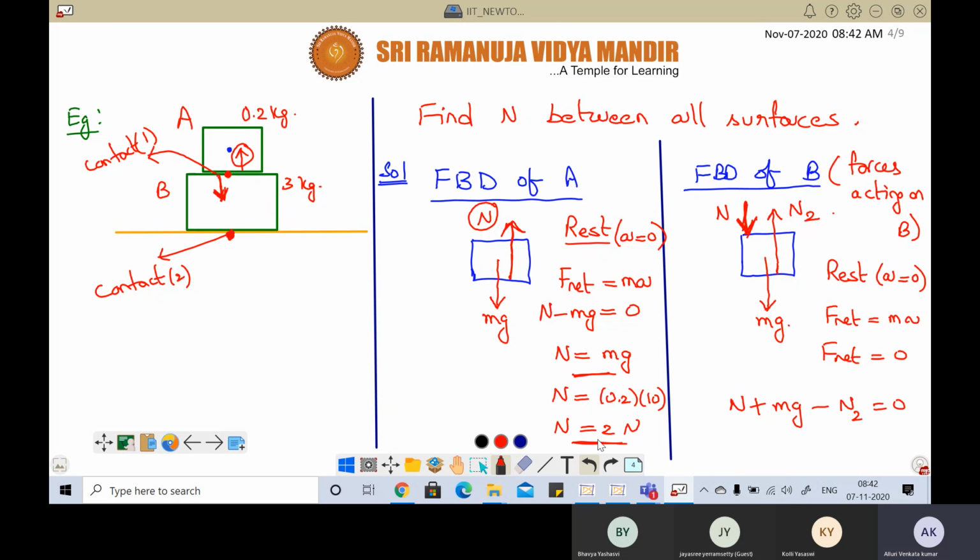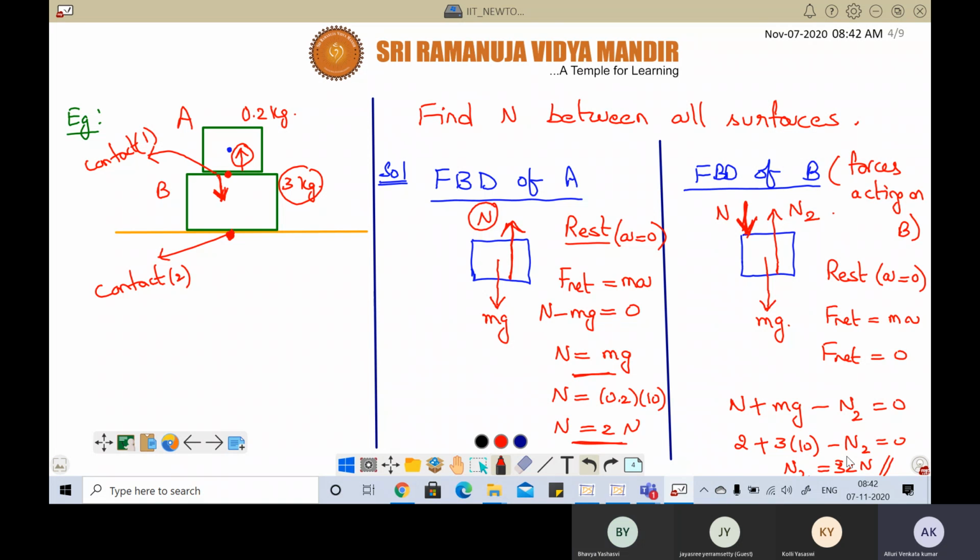Okay. Now N we already know is 2 newtons, plus mg. What is the mass of this B block? 3 kg. So 3 into 10 minus N2 equal to 0. So N2 equal to how much? 32 newtons. Did you understand? Yes, sir. Okay, so like this we should do problems.